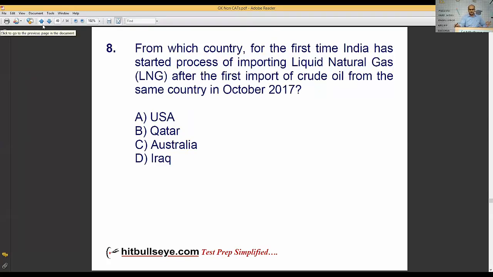Next, from which country for the first time has India started the process of importing liquid natural gas after the first import of crude oil from the same country in October 2017?